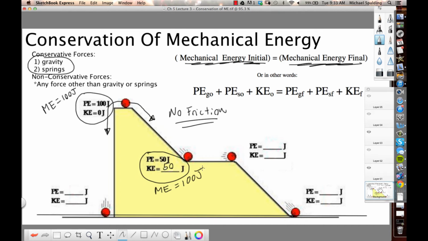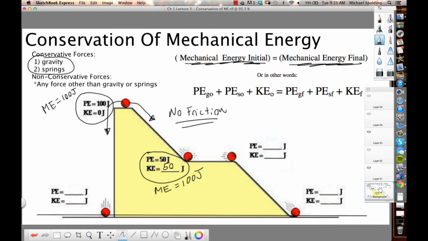Assuming, again, what is this assuming? No non-conservative forces, no friction. This ball does not have a rocket on it. Because a non-conservative force could also add mechanical energy. Like if this ball here were rocket powered, then the ball would be picking up mechanical energy, right? So assuming no non-conservative forces, the mechanical energy stays constant.